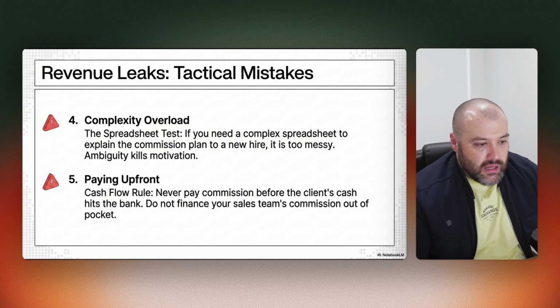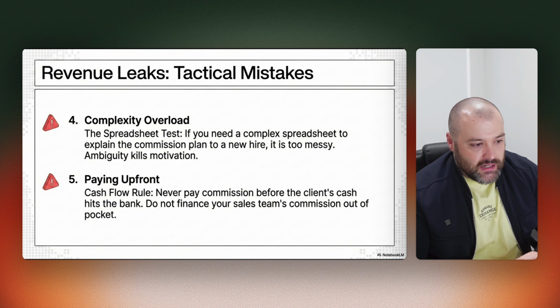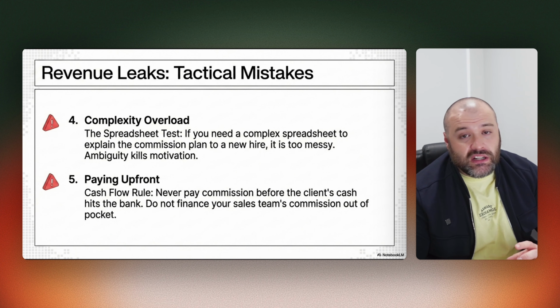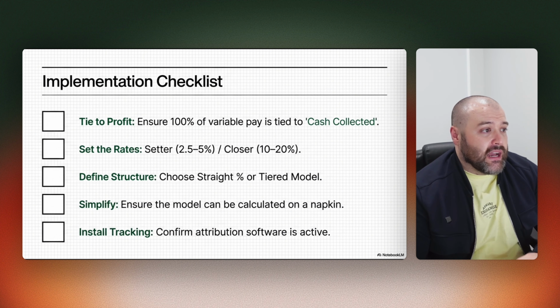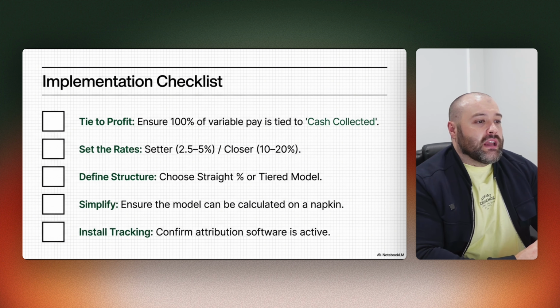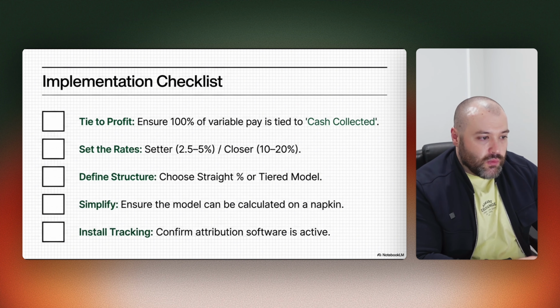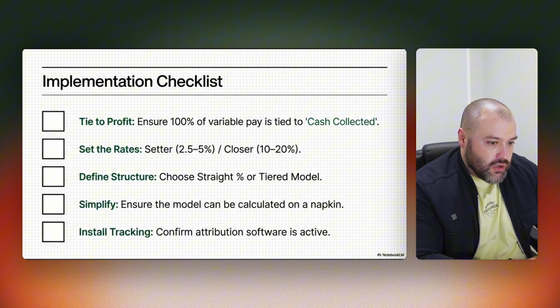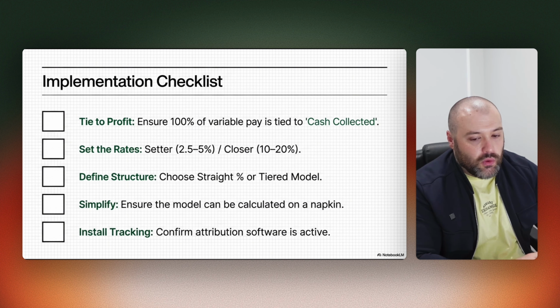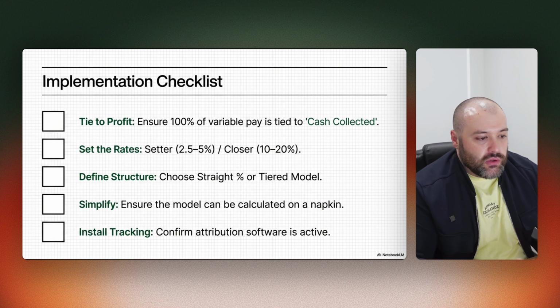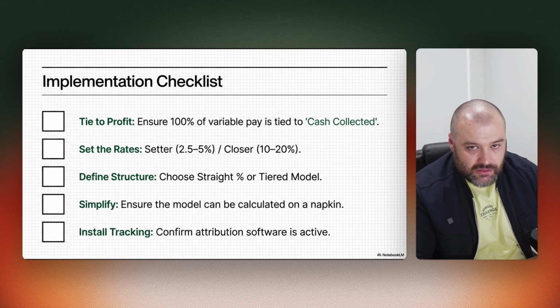And paying upfront: never pay commission before the cash hits your bank account, especially if you offer a refund, because a refund comes out of the reps' pay. That's how you protect your margin as a business. Now, the implementation check: ensure 100% of the variable pay is tied to cash collected, set the rates for the setters and the closers, choose a straight percentage or tiered model for the structure, ensure the model can be calculated on a napkin, super simple, and confirm attribution software is active.